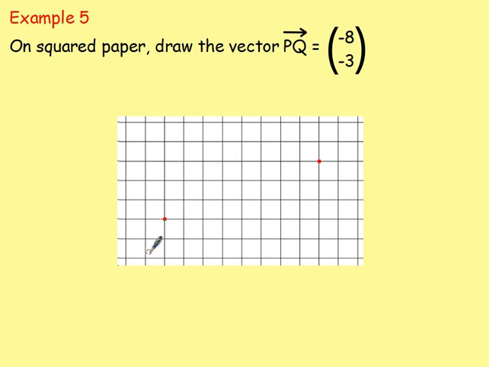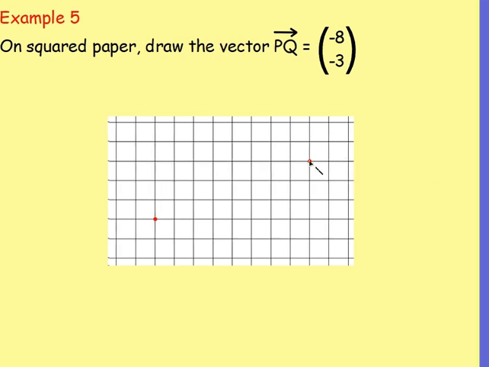So we can mark them on something like that. Once again, once we've got the start and the end, we have to go back 8 to the left because it's a negative, and then down 3 because it's a negative. Once we've done that, we can draw the vector on. Straight line from the start to the end. This time the arrow's going down the way because that was the start and that was the end, so our vector would look something like that.